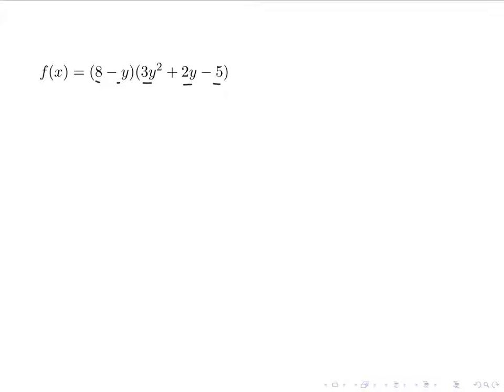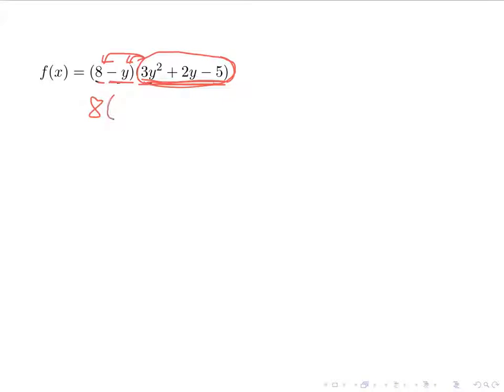Since I have two terms in one and three terms in the other, I can't use the familiar FOIL. So I'm going to do what I call double distribution, right? These parentheses mean I can treat this piece as a single chunk, and then I can distribute that over this term. It's going to be 8 times this polynomial and then negative y times this polynomial. Okay, so let's do that first, right?